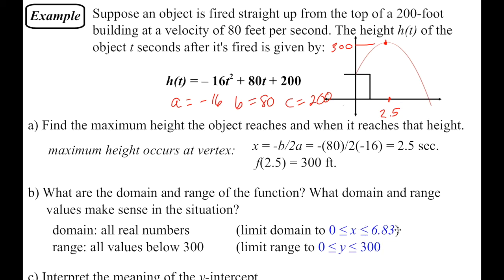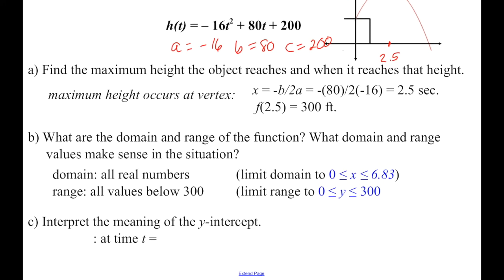So our domain, it doesn't make sense to have negative time. So even though we say the domain is all reals, this is a situation where it only makes sense to go from 0 to 6.83 seconds. And then our range, we're not going to have any negative values below the ground, so from 0 to 300. So those are the ones that make sense in this situation for this problem.